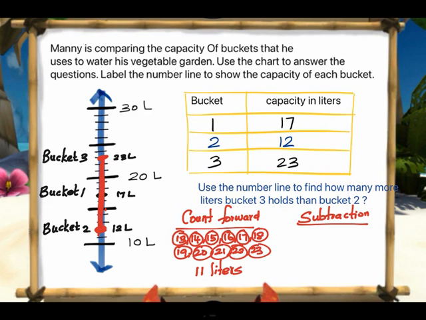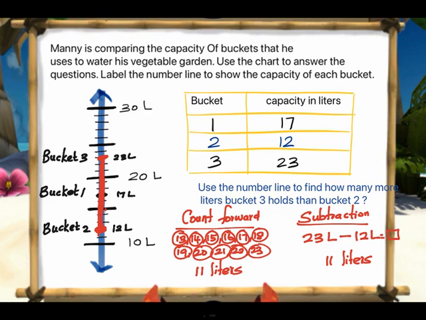In the subtraction method, we have to subtract: bucket 3 has 23 liters minus bucket 2 has 12 liters. So 23 liters minus 12 liters equals what? That is the subtraction number sentence. So 23 minus 12 is 11 liters.